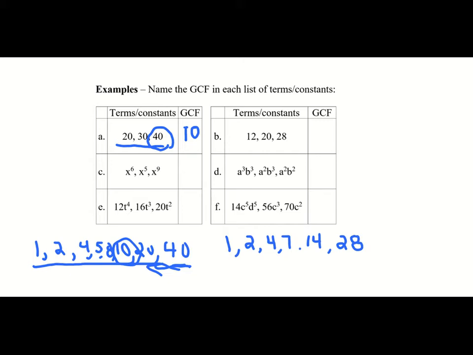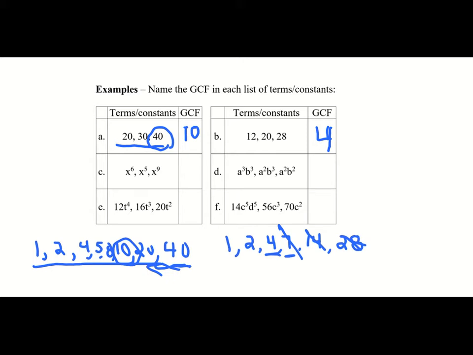So if I go through, 28 works with 28, but it's not going to work with 12 and 20. 14 is not going to work with 12 and 20. 7 doesn't work with 20, doesn't work with 12, so I know that's not going to work. 4 goes into 12 evenly, 4 goes into 20 evenly, and we know it goes into 28. So therefore, that would be my greatest common factor for 12, 20, and 28.